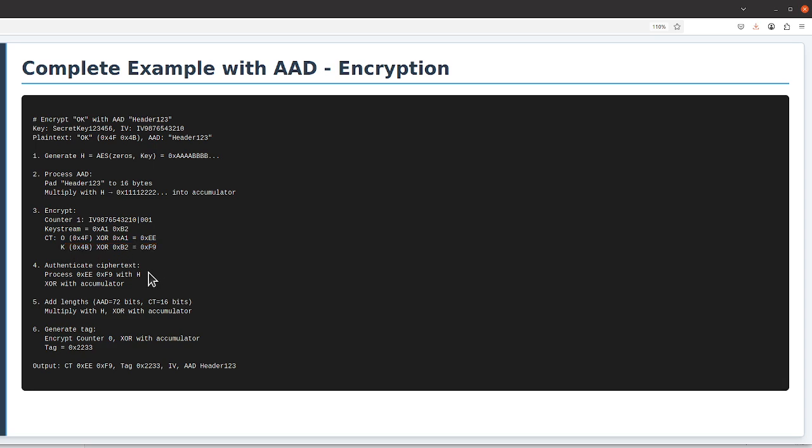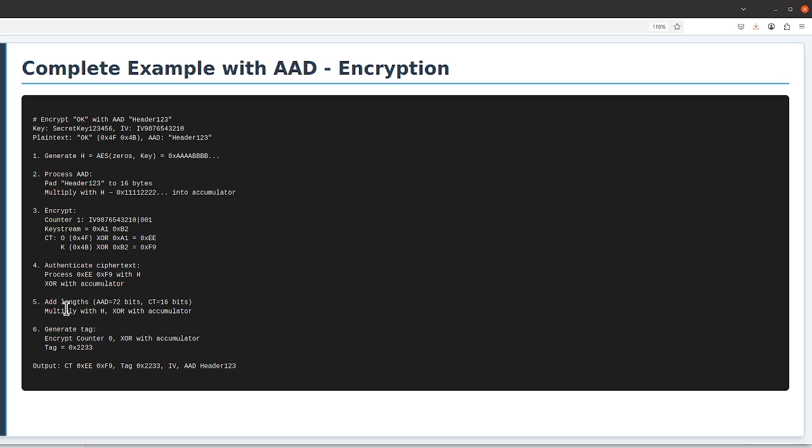Step 4. Authenticate ciphertext. We pad ciphertext 0xEE 0xF9 to 16 bytes and multiply with H. This produces a value beginning with 0x55 and ending with 88. We XOR this with our accumulator. 0x11...44 XOR 0x55...88 equals 0x44...CC.